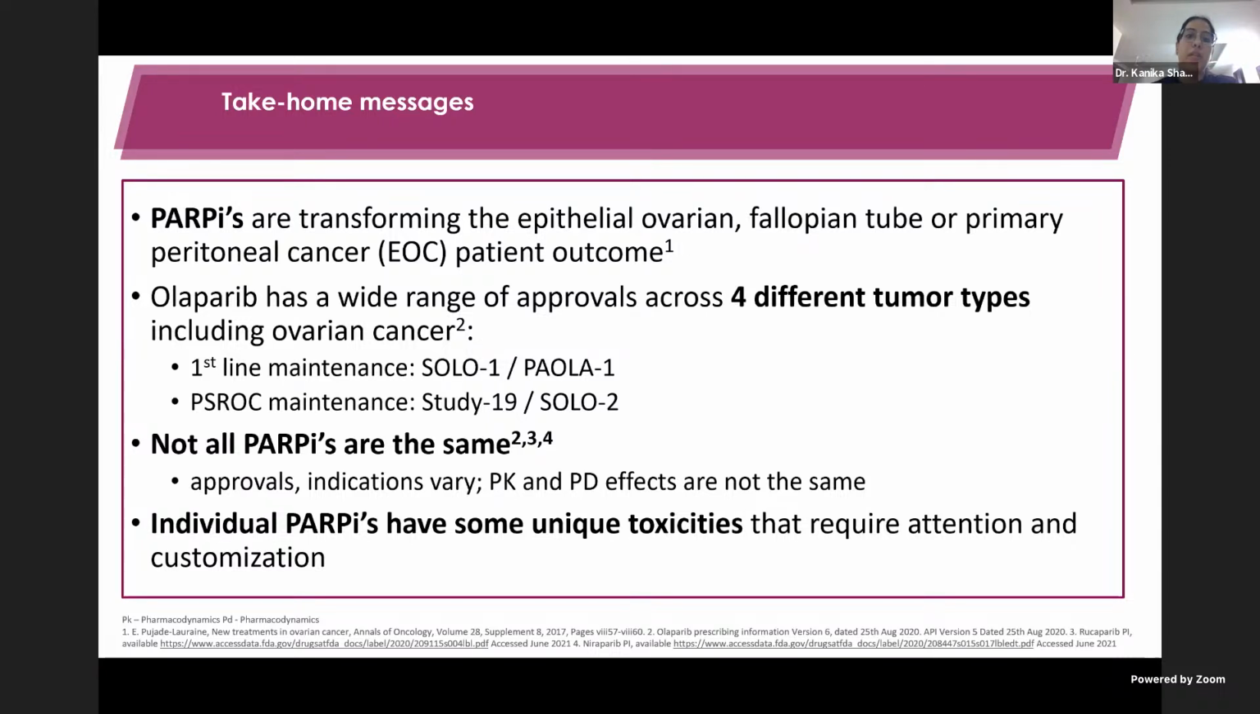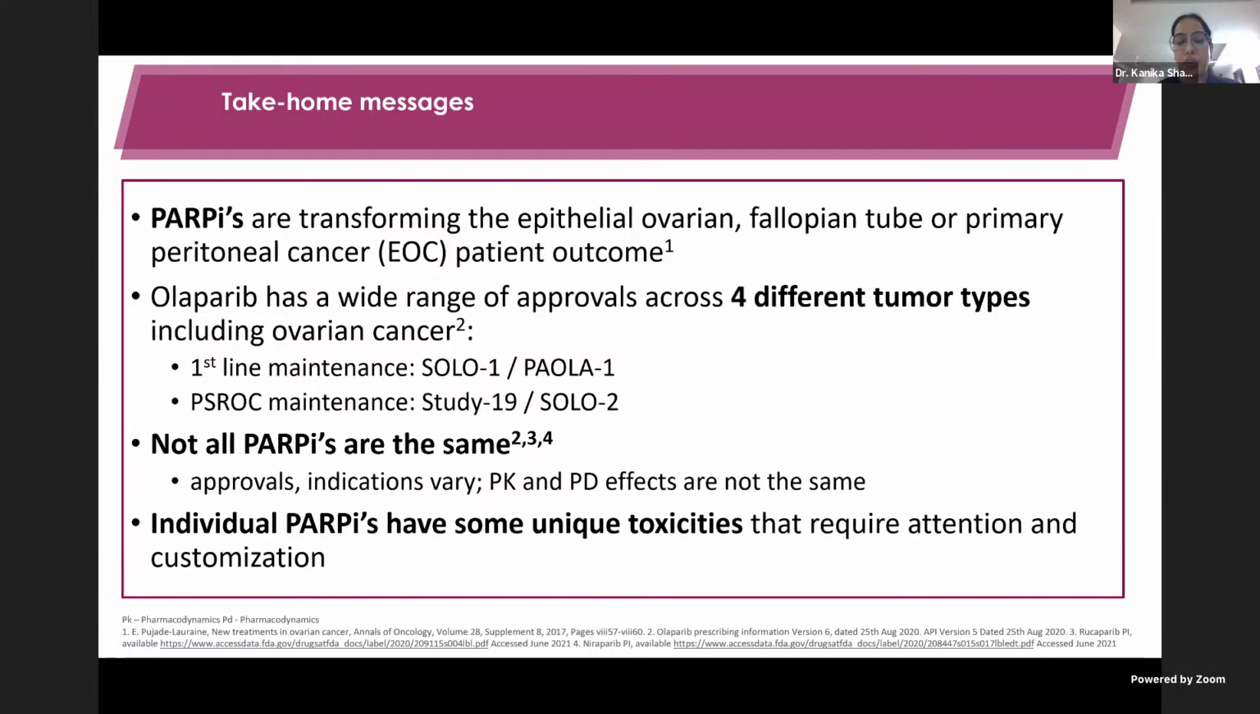So take-home message after this: they are transforming the epithelial ovarian, fallopian tube, or primary peritoneal cancer patient outcome. They have approval across 4 different tumor types, especially in ovarian cancer in the first line and the platinum-sensitive relapse settings. Not all of the PARP inhibitors are the same.